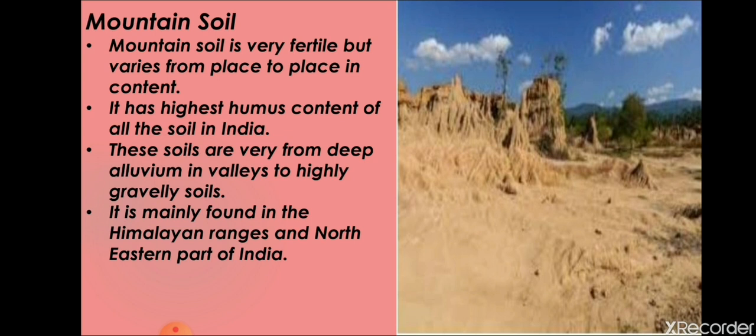It is mainly found in the Himalayan ranges and northeastern part of India. So this type of soil is basically found near the Himalayan ranges. Like we have learned, the Himalayan ranges are divided into 3 ranges: outer Himalayas, middle Himalayas and upper Himalayas. If you talk about the upper Himalayas, there this soil is not that good. In the middle it will improve, and near the foot of the Himalayas it is good.